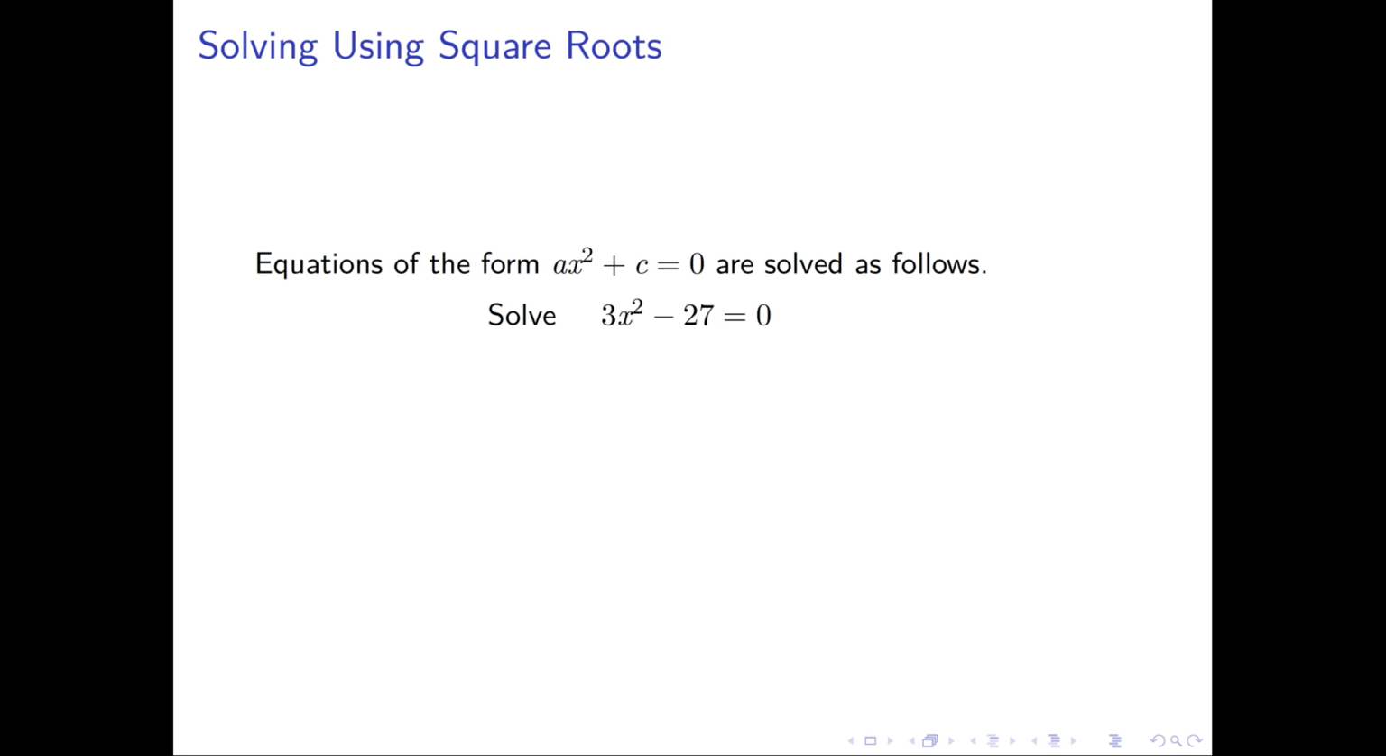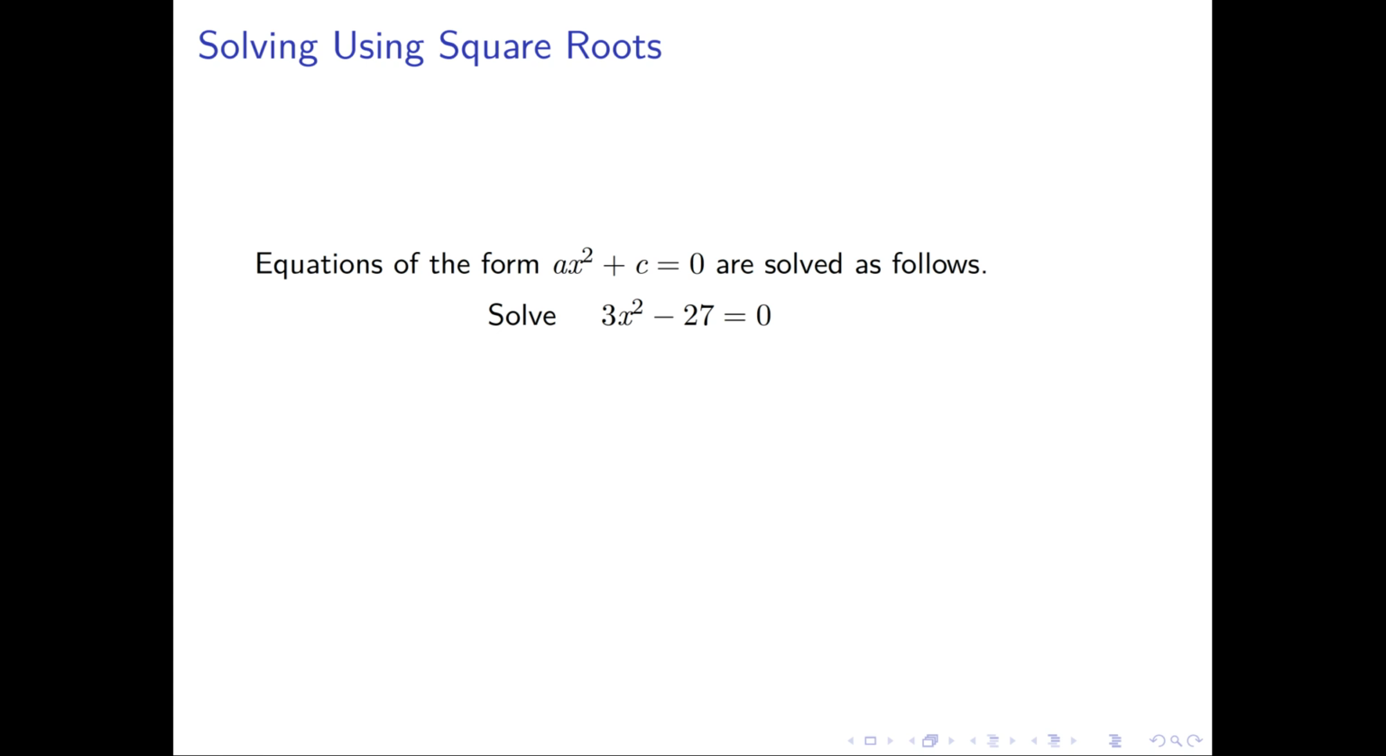Now, we're going to look at a second method of solving quadratic equations, and this is specifically useful for quadratic equations where the coefficient of x is equal to 0, so that there is no x term. So those are equations of the form ax squared plus c equals 0. And those are solved really using mostly techniques that we already know.